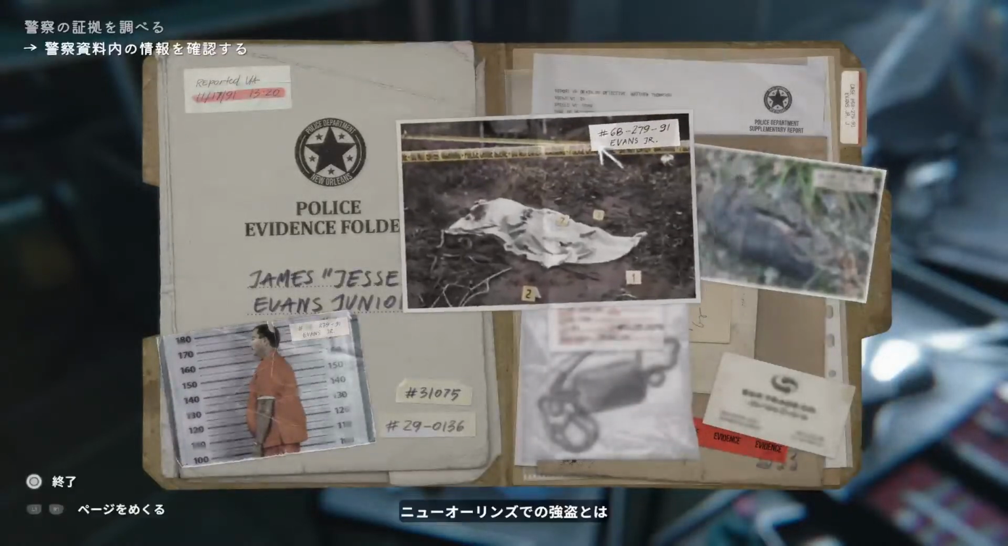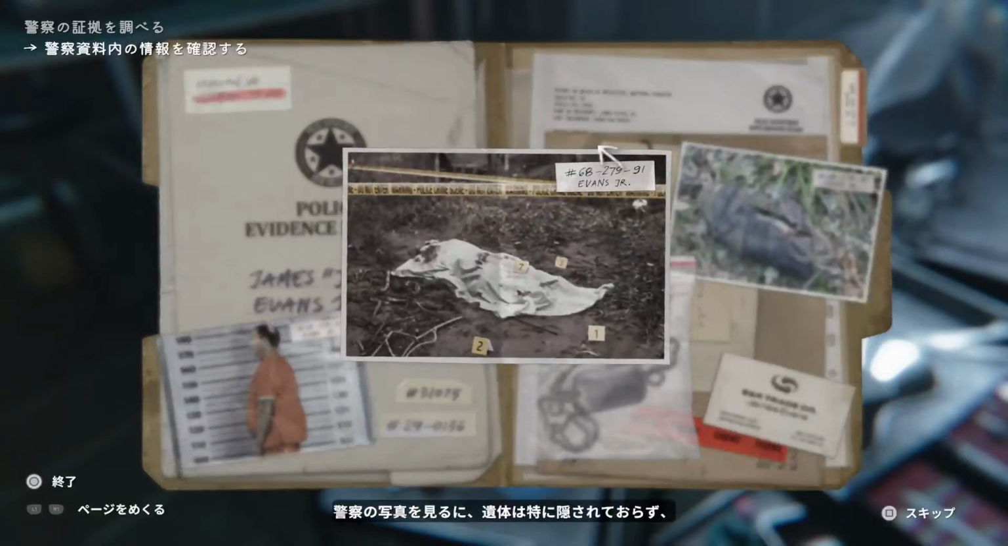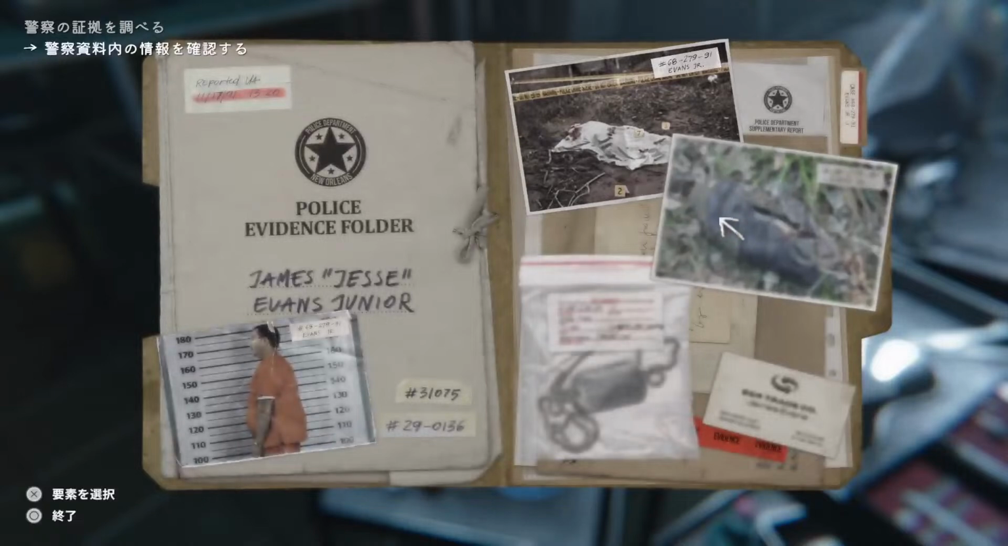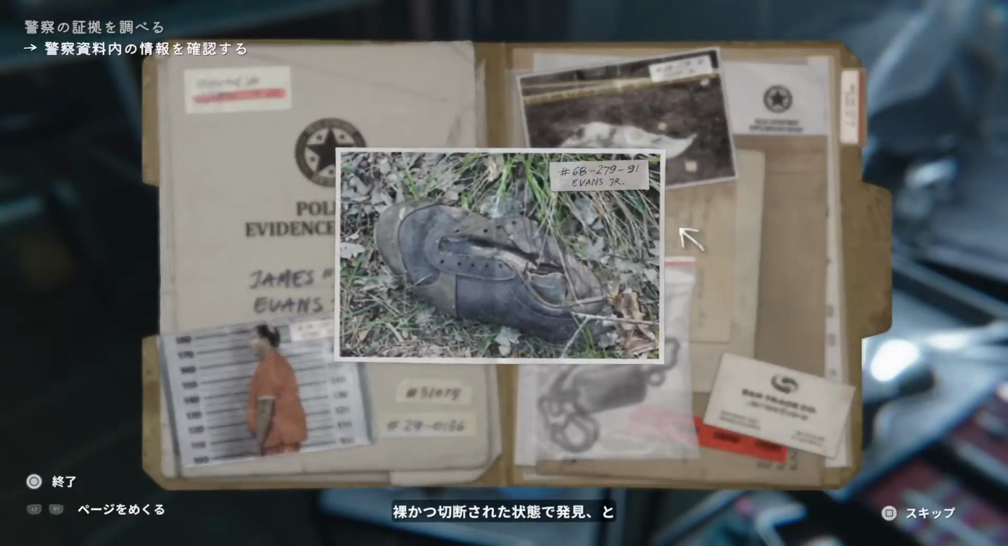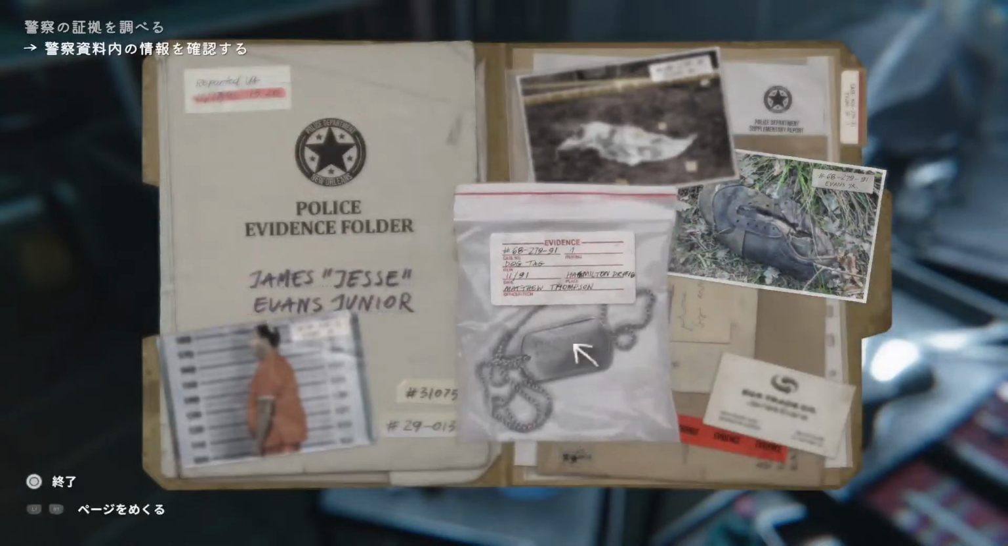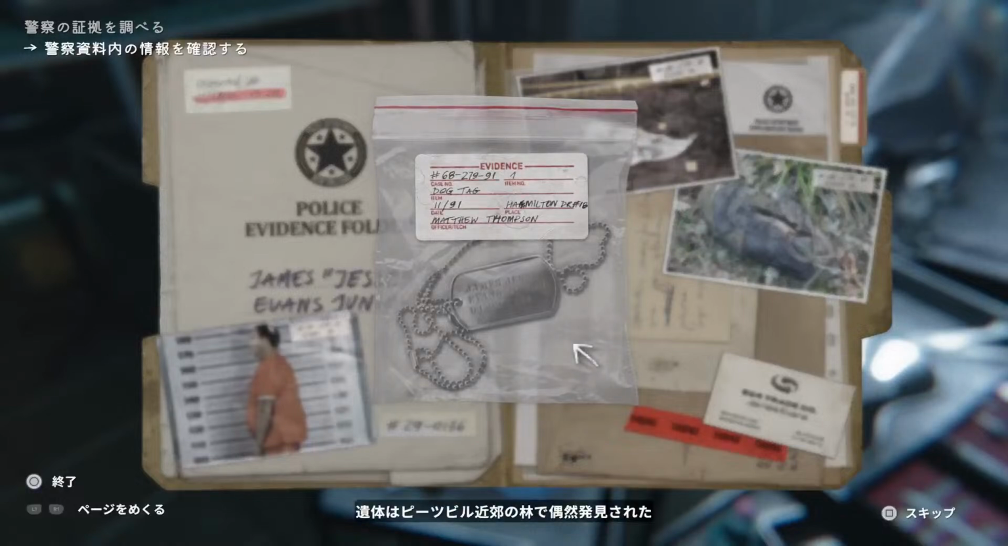What? Burglaries in the... Police photos show that the body was not even particularly hidden, but only covered with a thin layer of soil, branches, and leaves. The body was found naked and mutilated. Clothes, probably belonging to the deceased, were found lying nearby. The body was found inadvertently in the woods near Peetsville. The dogs picked up the scent while searching for a missing boy.